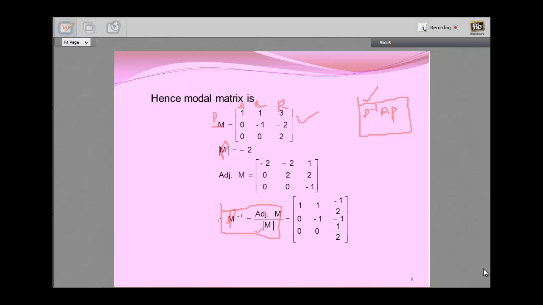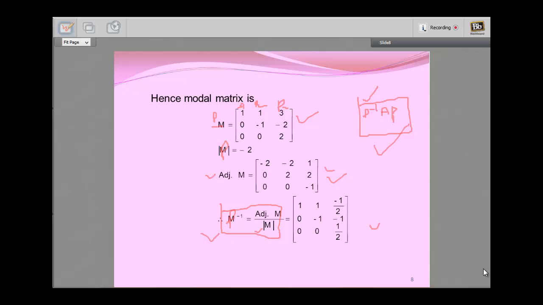And the adjoint of M, when you calculate it, you will get this: minus 2, 2, 0, 1. I told you in week 1 or week 2 classes how to find the adjoint of a matrix. This way you will find the adjoint, and in this way you will find the inverse of P: adjoint of M upon determinant of M. So this is the inverse of P.